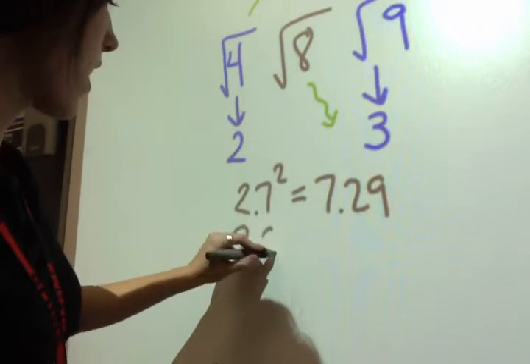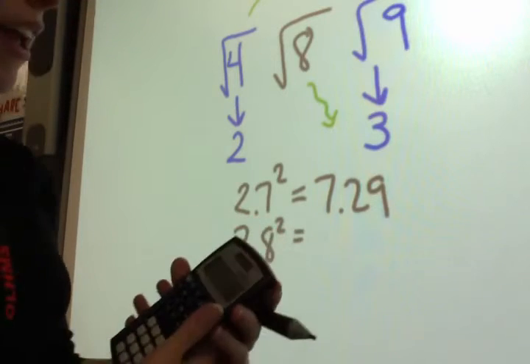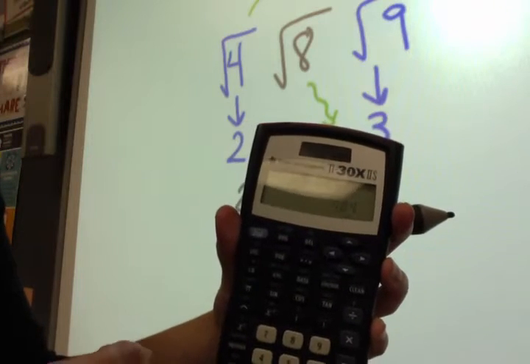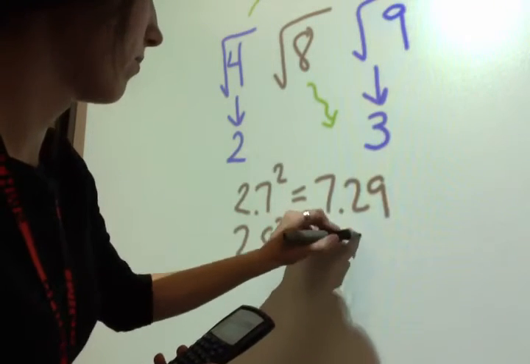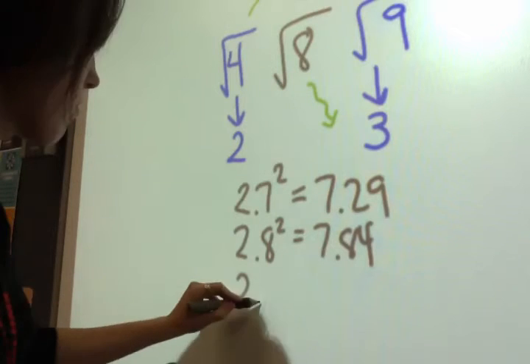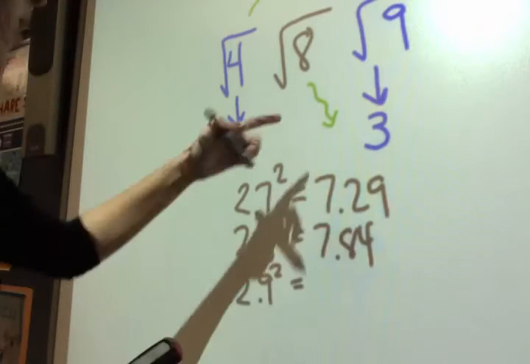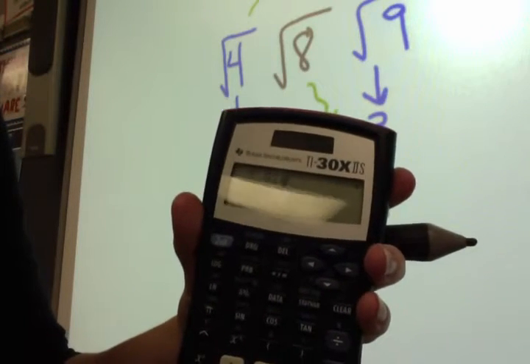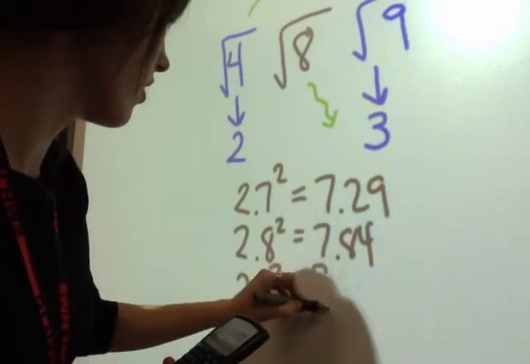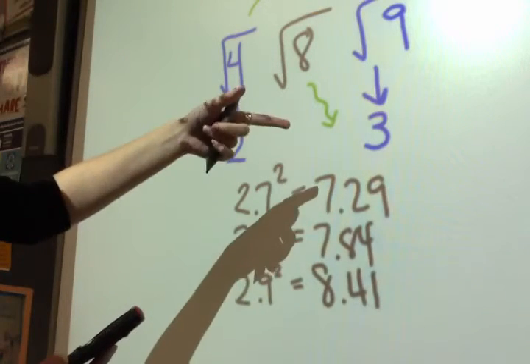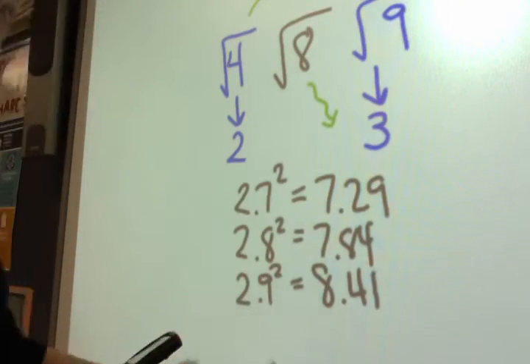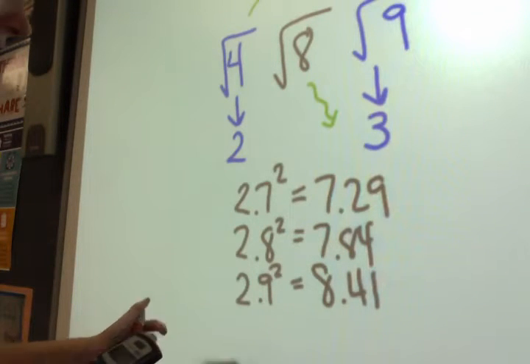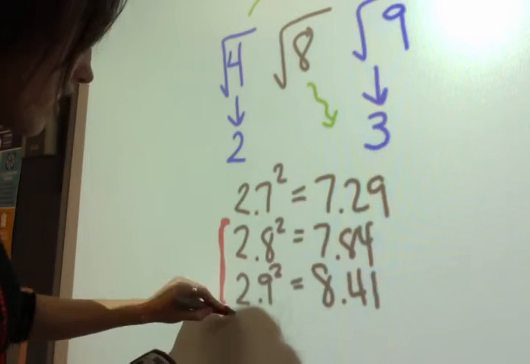So I'm going to adjust my estimate and go up to 2.8. And let's see what I get there. 2.8 squared is 7.84. All right, so I'm still too small. So let me keep adjusting my estimate till I get kind of close to 8. 2.9 squared gives me 8.41. So now I've gone over 8. So what that tells me is that the square root of 8 is somewhere between 2.8 and 2.9.